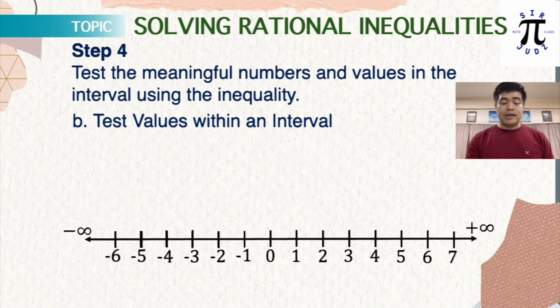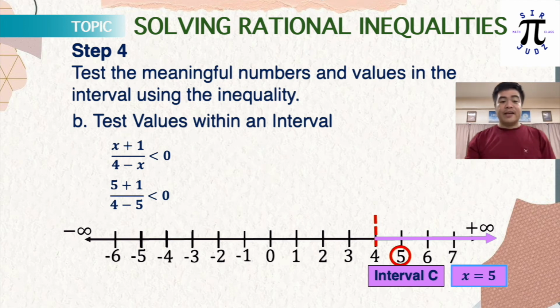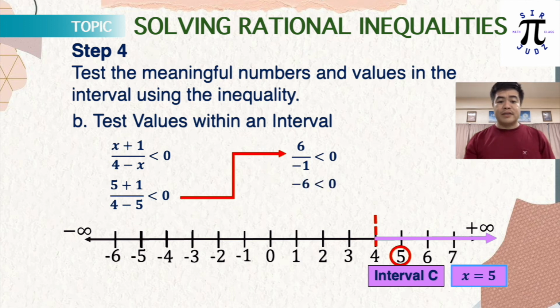Let's test another interval, the values on the right of 4. So let's say we're going to test 5. So that's our x. We're going to substitute it to our original inequality. So you will have 5 plus 1 all over 4 minus 5 is less than 0. So simplifying it, you will have 5 plus 1 is 6, and 4 minus 5 is negative 1, is less than 0. Simplifying 6 divided by negative 1, you have negative 6. And we know that negative 6 is less than 0, and it's true.